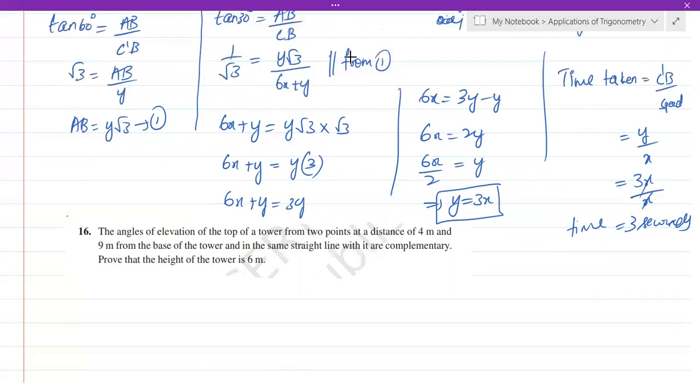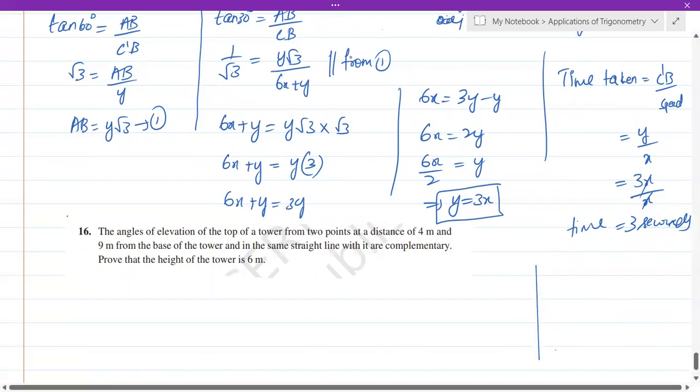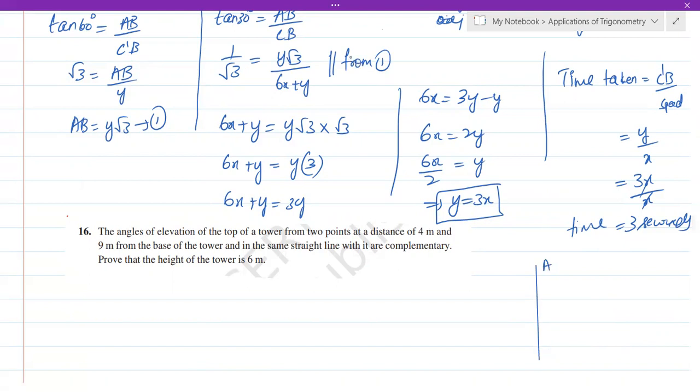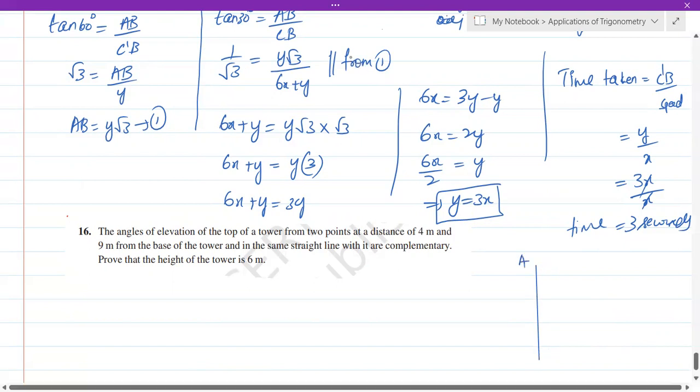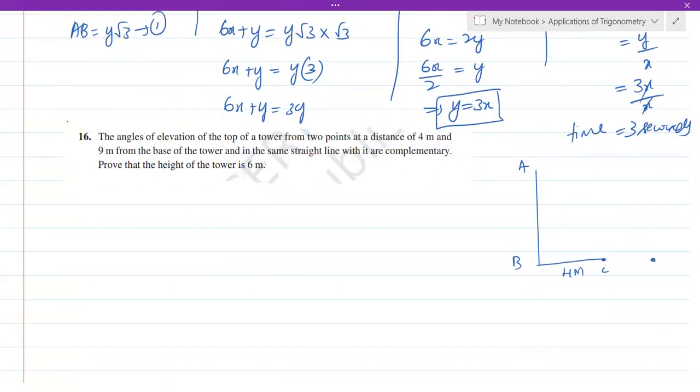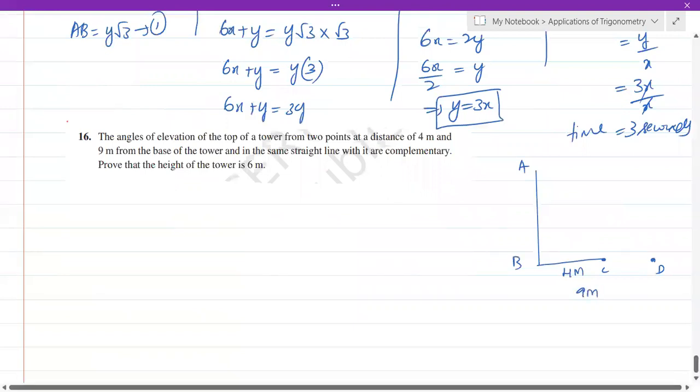Now, as you can see, there is a tower. Let's take AB as the tower. And there are 2 points. Let me take it on the other side. The first point is at a distance of 4 meters. From B to C, the distance is 4 meters. And there is another point D, which is at a distance of 9 meters from B itself, not from C. Which means here you should have 5 meters. And they are taken along the straight line.